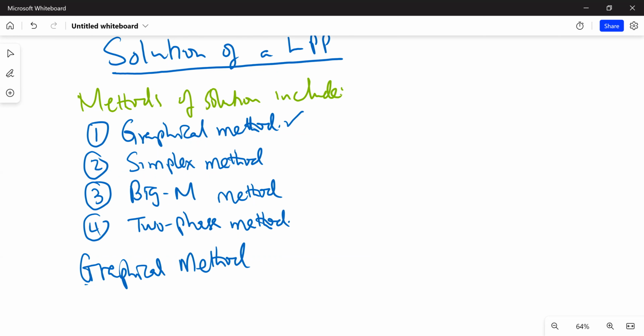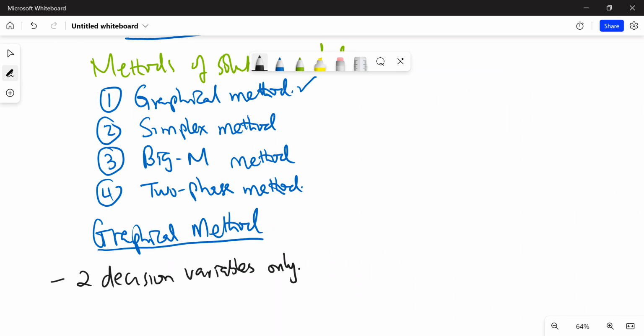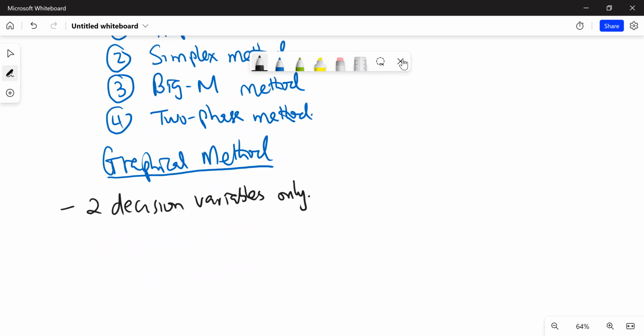And one thing you need to note is that the graphical method is only suitable for problems with two decision variables only. So if you have more than two decision variables, it means that you can't use the graphical method. So you may want to explore other methods. But as I explained, in this class, we're only required to solve LPPs graphically. So what are the steps that you need to follow to solve problems graphically?